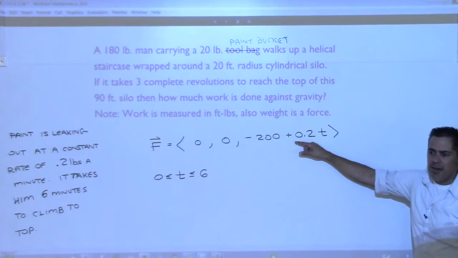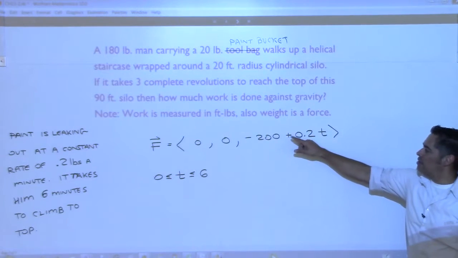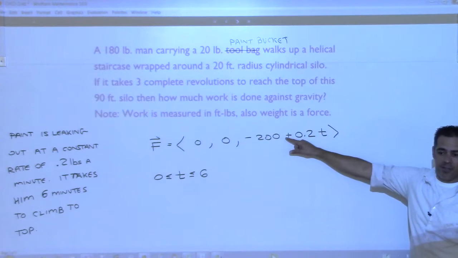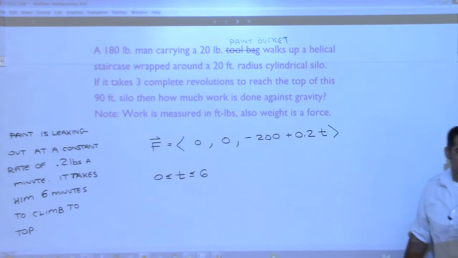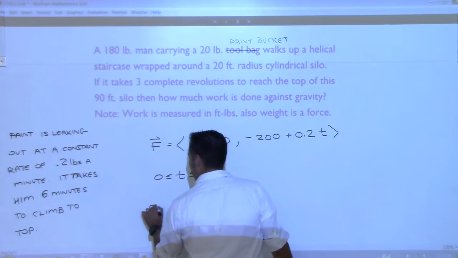The vector is down, but the vector is going to get shorter, not as long, because he's going to start weighing less. To weigh less means we need to add a number to this to make it a smaller negative number. Okay. All right, r of t.